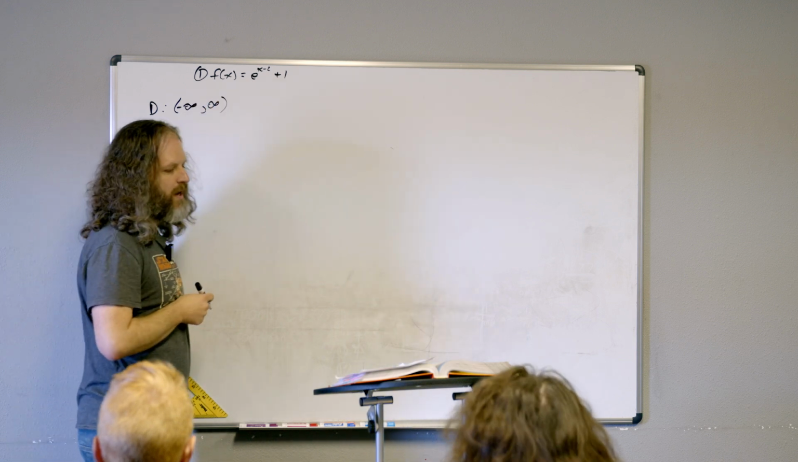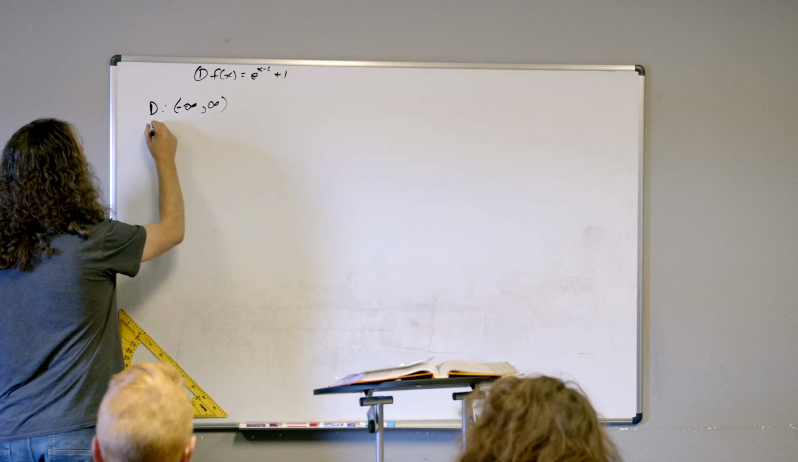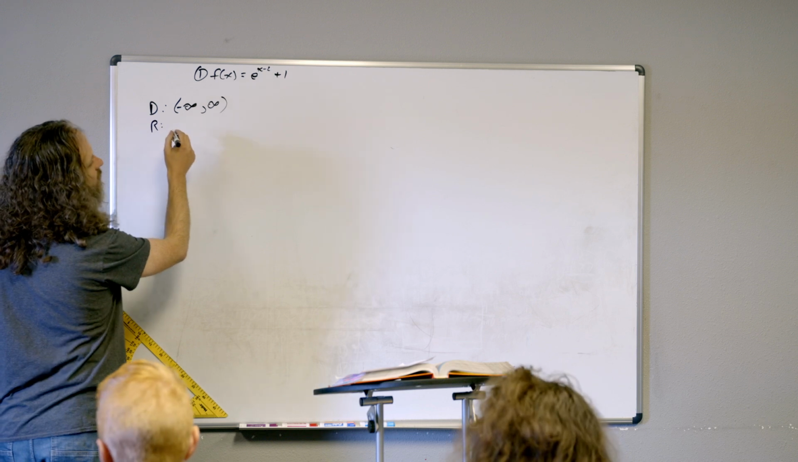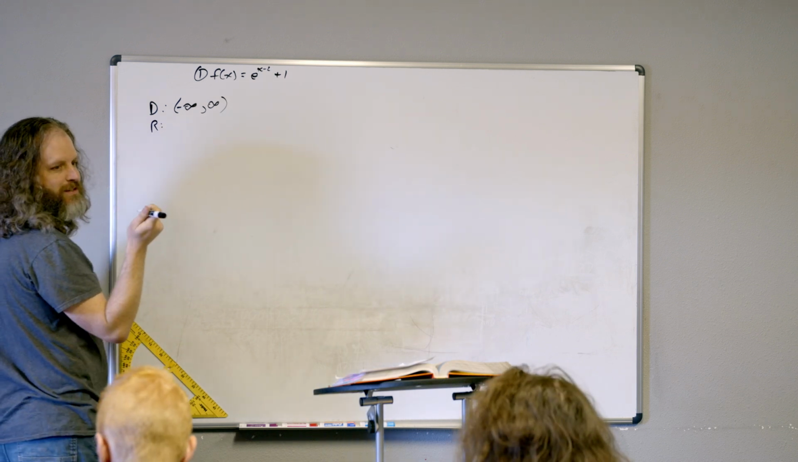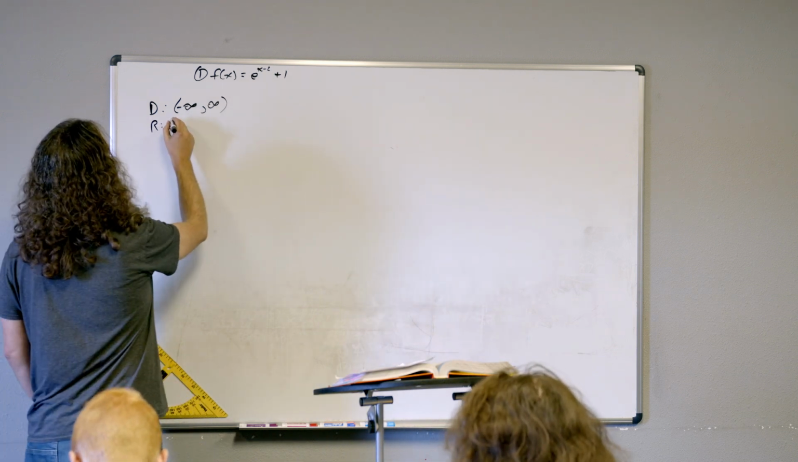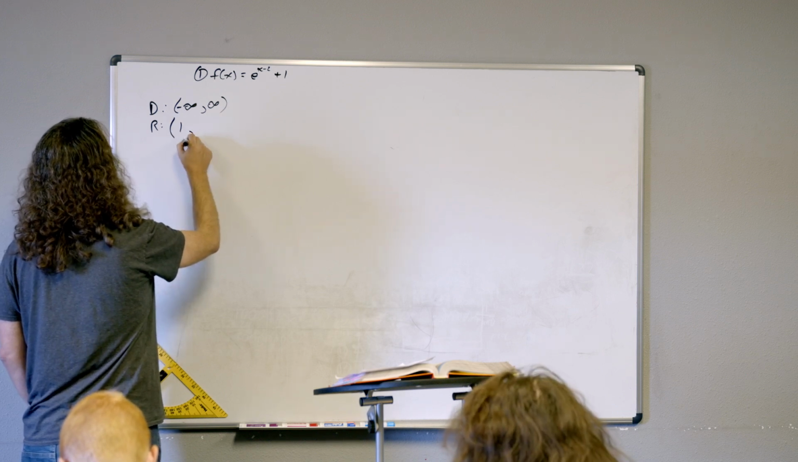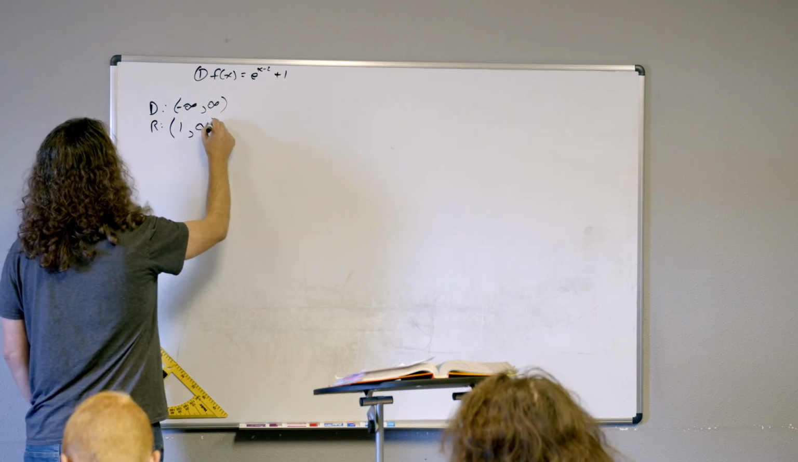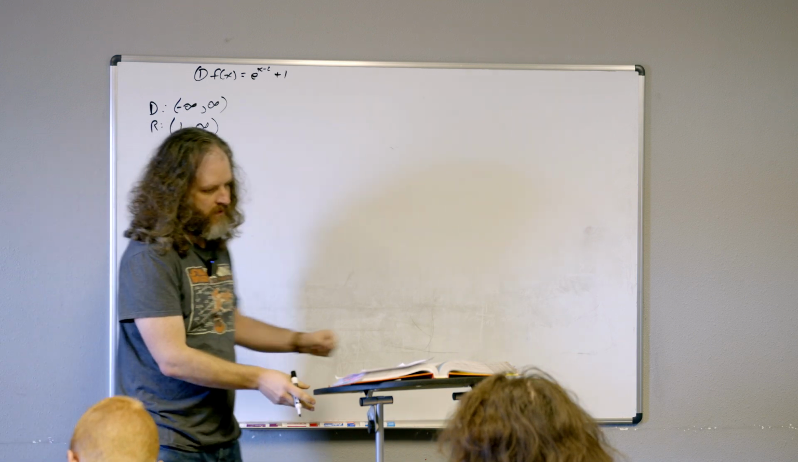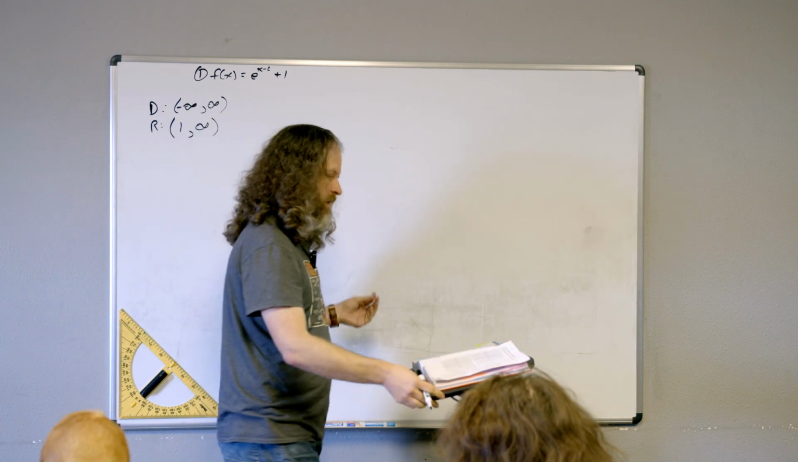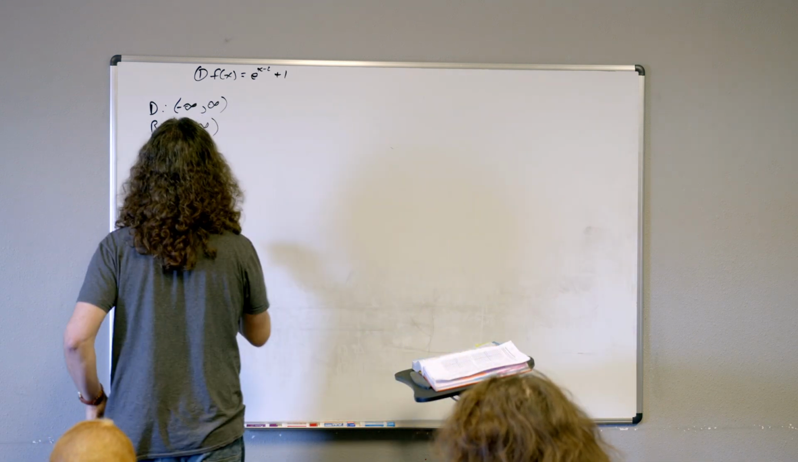What about the range? Is it 1 to infinity? Or is that what you were going to say or something else? Yes. 1 is not inclusive? 1 is not included. That's where the asymptote is. True enough. Okay. The intercepts.